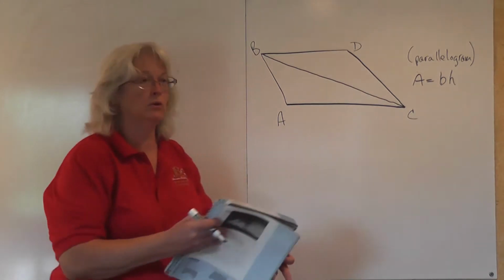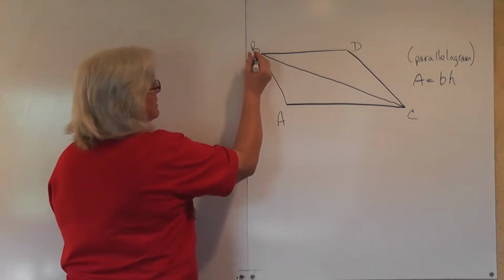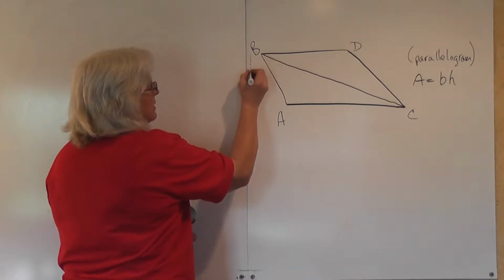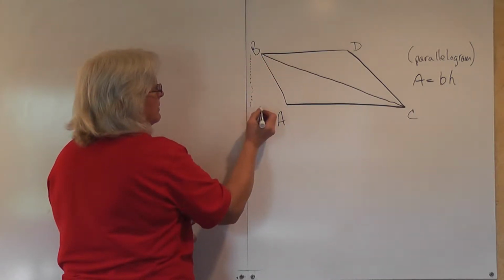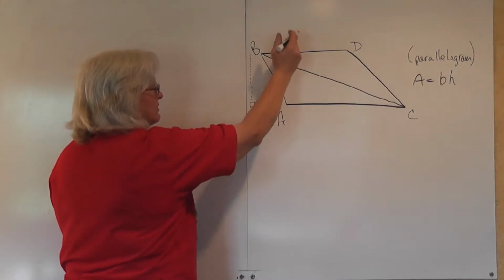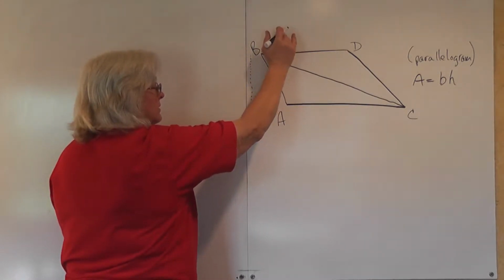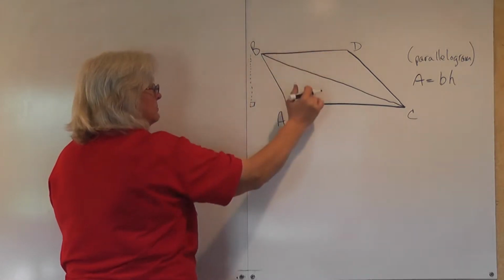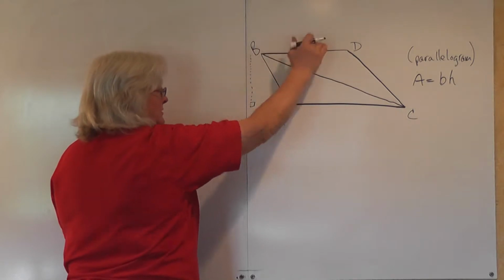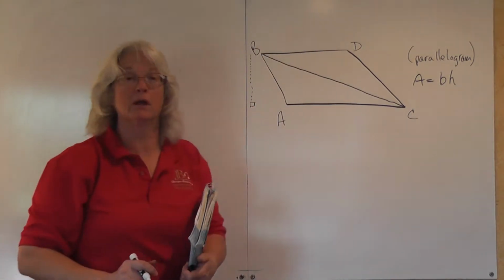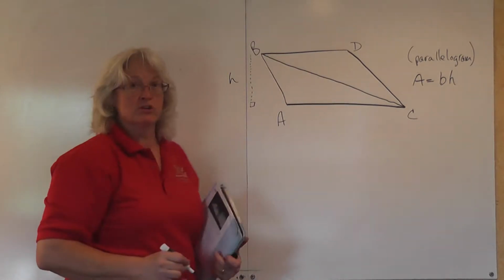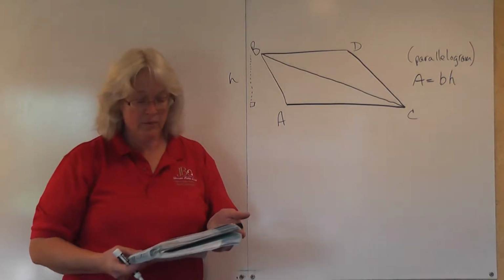And you remember that the height of the parallelogram was the perpendicular distance from the opposite top right here, if you will, from the top to the bottom, so to speak, of our parallelogram. So this right here is our height. I'll just remember that.